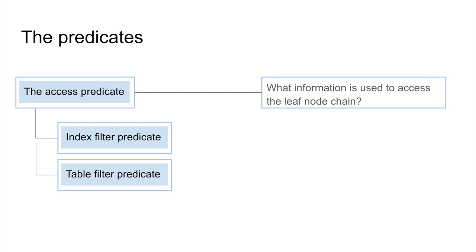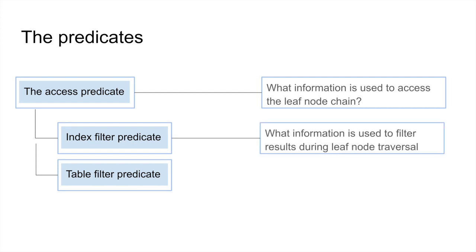Now the other two predicates are filter predicates, and when you have a suboptimal index, the lookup will rely on these predicates to filter out the end result. To understand the index filter predicate, ask yourself the following question. What information or which part of the index cannot be used by the lookup to traverse the index tree, but can be used during leaf node traversal instead?